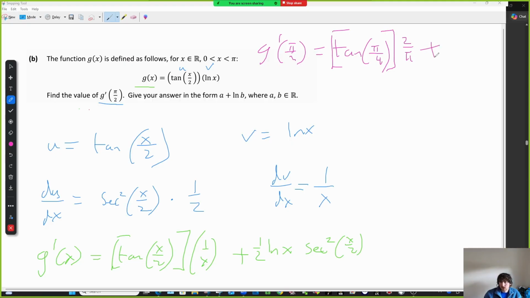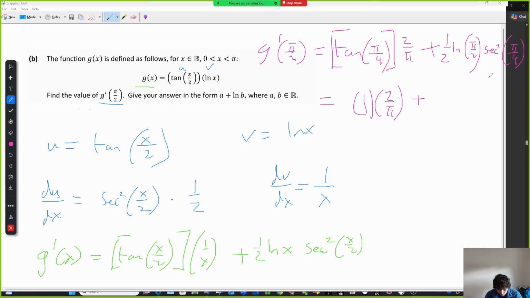Okay, then it's plus 1 over 2 ln pi over 2. And then we have a sec squared, same thing again, sec squared pi over 4. Okay, so then you can just type that into your calculator. Some things you should know here. You should know tan pi over 4 is 1. So that's a 1 times 2 over pi. This here doesn't really simplify much, so I'll see what sec squared pi over 4 is. I don't know how to even type sec into a calculator.